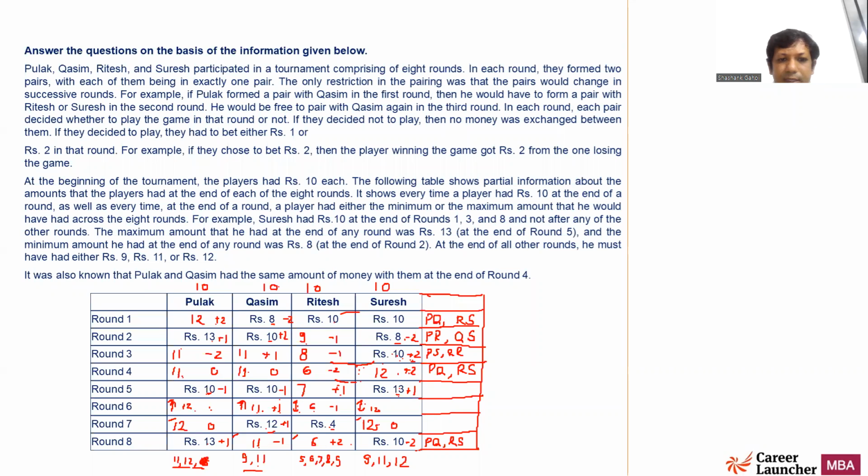Okay, so this is 12, this is 11, 23, 39. Sum is not equal to 40. So the arrangement I have taken is false. So it's not a possible arrangement.